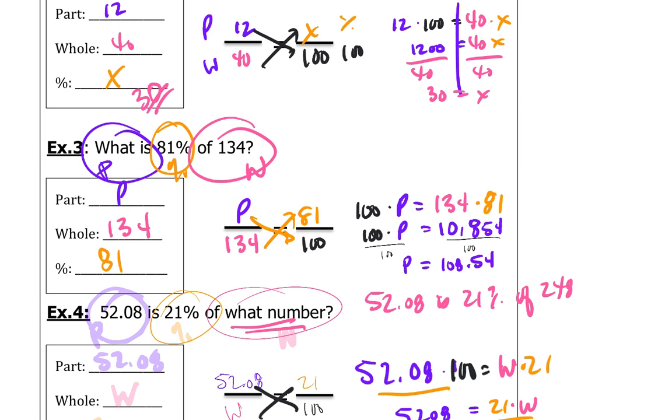Okay, so you should have set up the proportion like that. Then from the proportion, you would have set up the cross product equation. Then simplified and divided both sides by 100, and you get 108.54, which means your answer is 108.54 is 81% of 134.